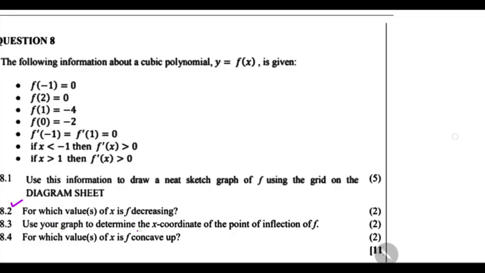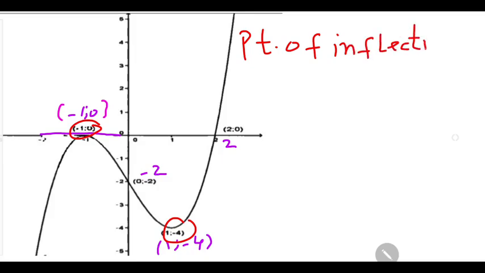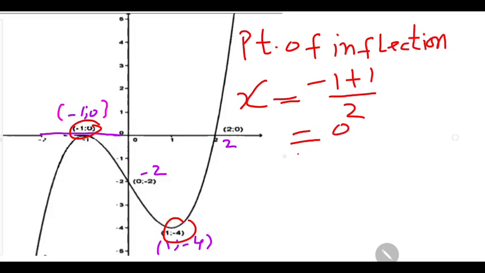8.3, use your graph to determine the x coordinate of the point of inflection. Now we need to find the point of inflection. There is no equation, so for the point of inflection we can use these two turning points. We take the midpoint of these two turning points, that will be my point of inflection. So the point of inflection x is equal to negative 1 plus positive 1 divided by 2. So the answer is going to be 0. So this is my point of inflection.